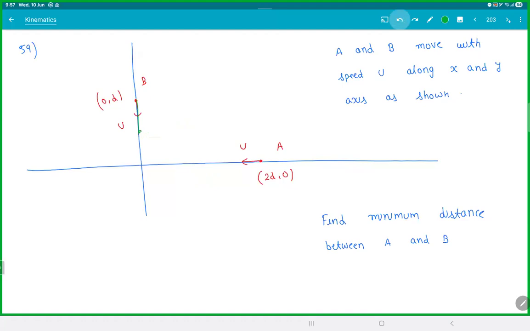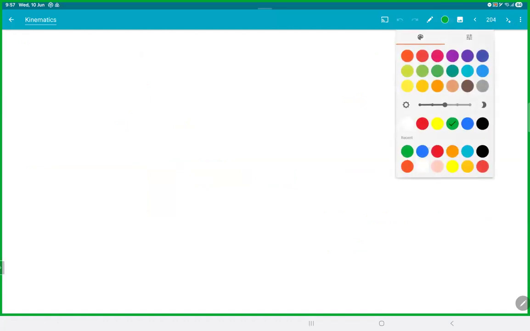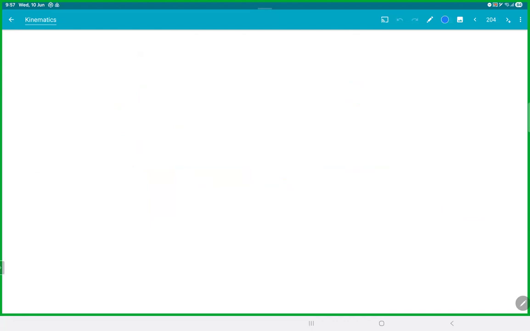Again, the problem is what? Because both are moving, it is difficult to see. Stop one of them. Whom do you want to stop? Let's stop A or B. Anyone? I'll stop A. Or I can stop B. Doesn't matter.